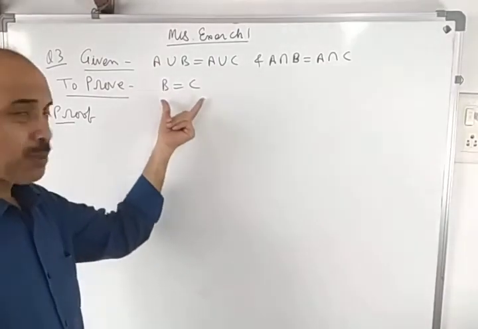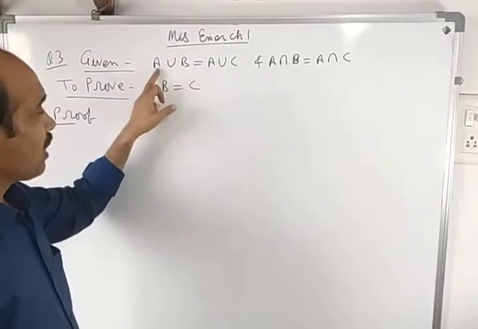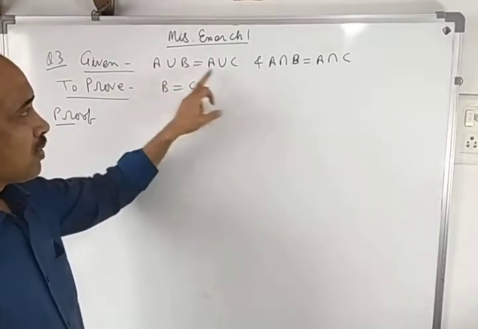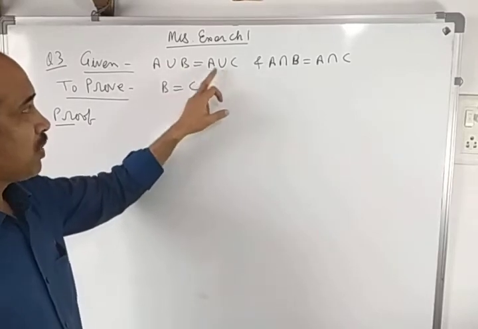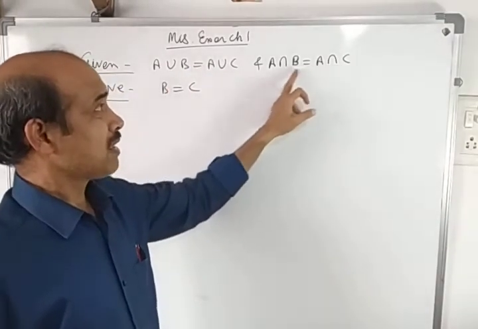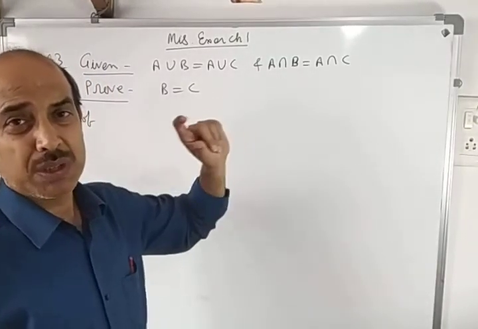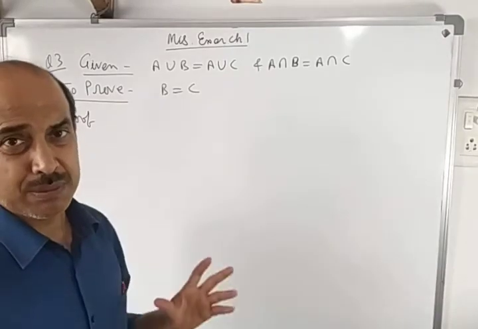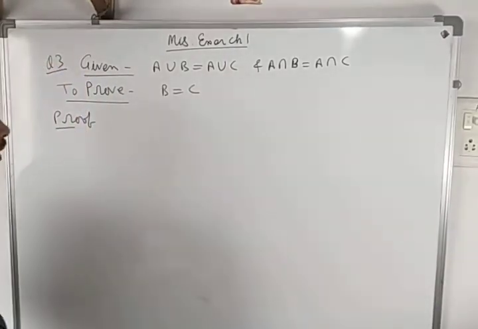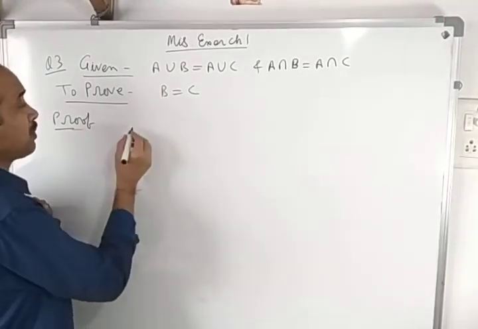There are two sets B and C. For both B and C, the union with A is equal, as well as the intersection with A is also equal. Now we have to prove that both the sets B and C are equal, and for that we are using the union property which is given to us.